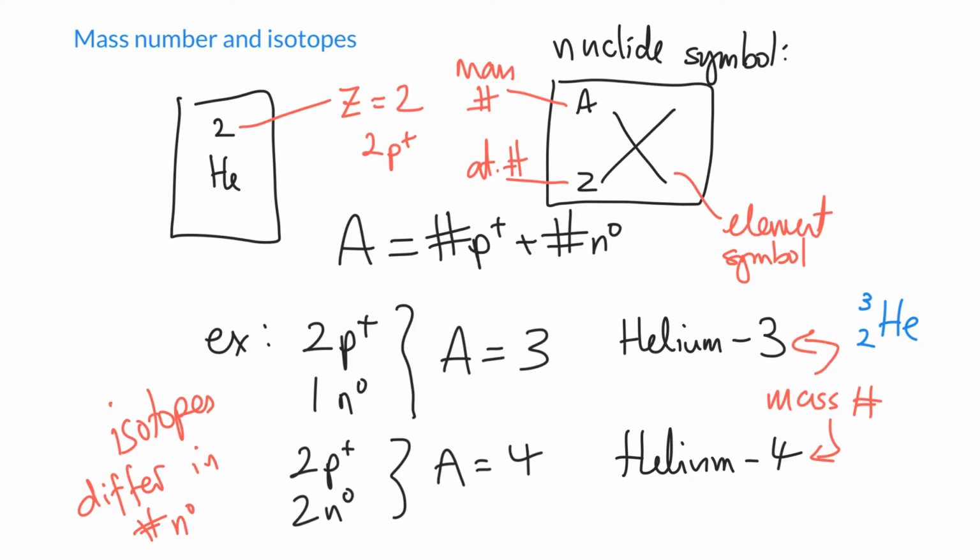And for helium-4, we would write He for helium, and we'd write a 4 up top. The mass number goes high, and the atomic number goes low. So those are the 2 different ways we can write out our helium atom's symbols.